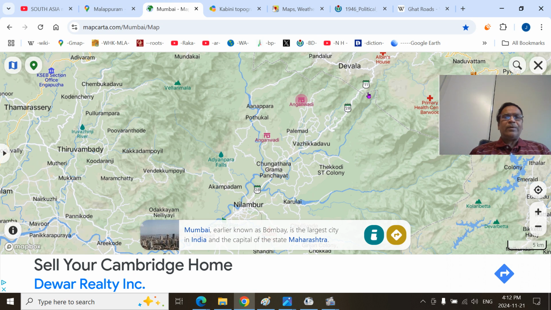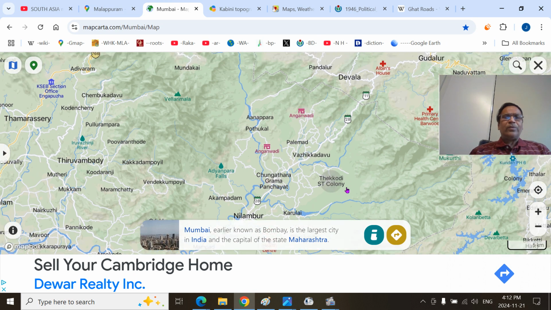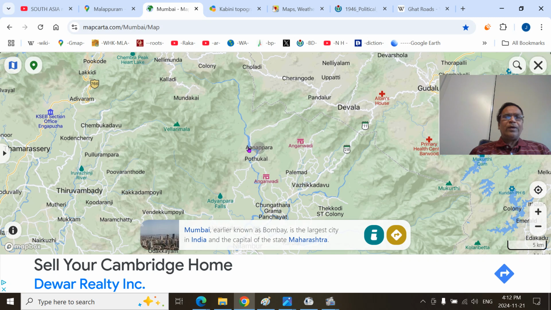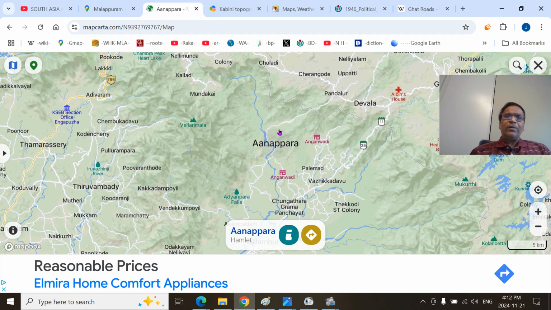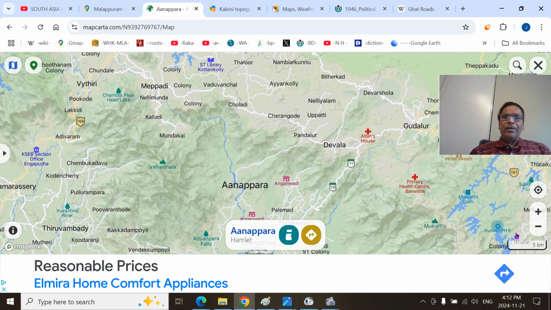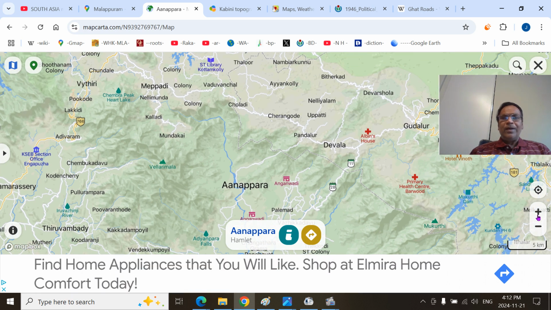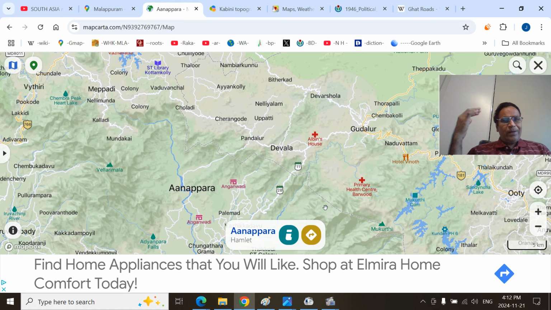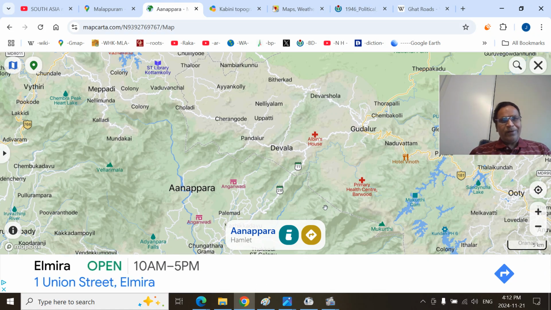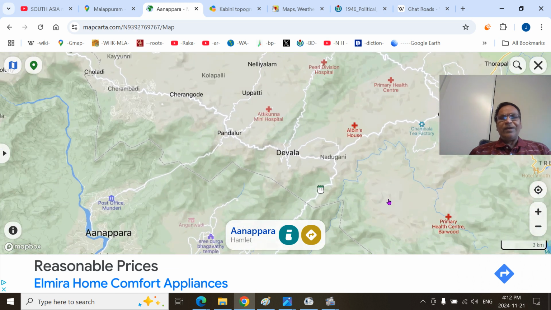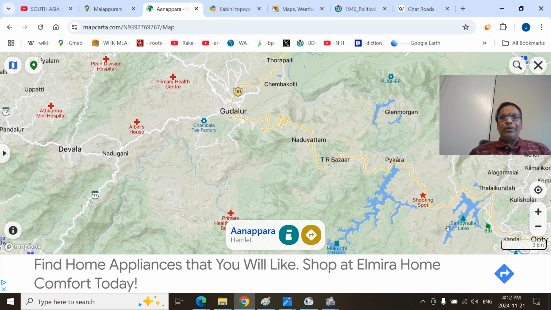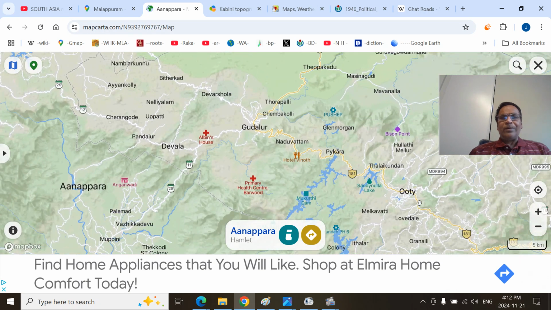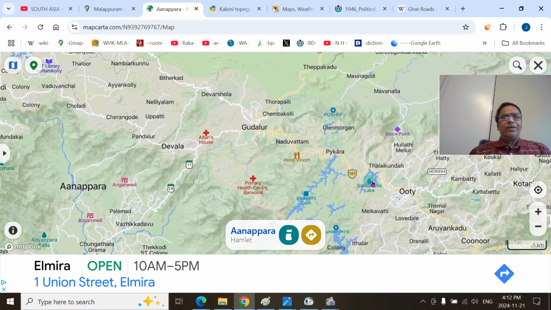River. There are various contributors to the rivers, and Potukkal, AanaPPara. See here, AanaPPara to Pandaluru. So once you are in Pandaluru, you are in the plateau region, Nilgiri district, and you can go to Devala. There will be somewhere here Nadukani. Then you have Gudalur. From Gudalur Neduvattam, we can go to Udagamandalam. See Udagamandalam here. So that's a different story.